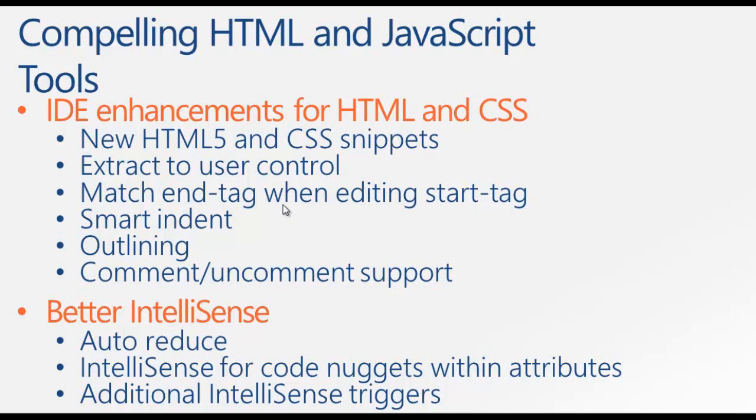Of course, better IntelliSense, including IntelliSense for code nuggets within attributes, a lot of new triggers for that, and the ability to auto-reduce your files. So if your HTML, CSS, JavaScript application includes a number of JavaScript libraries that you want to bring down, we can be smart about combining those and minifying those so that we reduce the number of requests going back and forth between the client and the server to pull all those different artifacts down. It makes it much quicker.